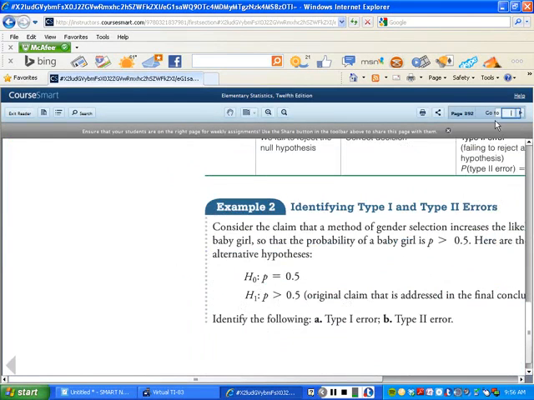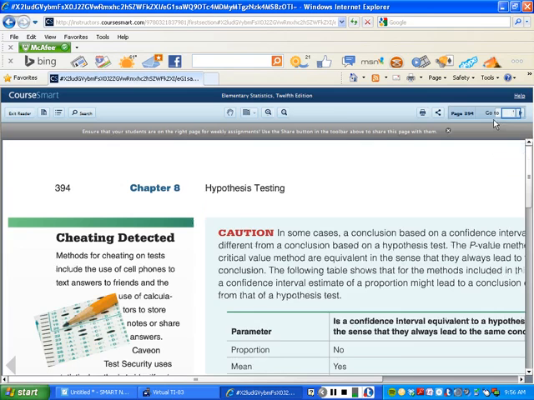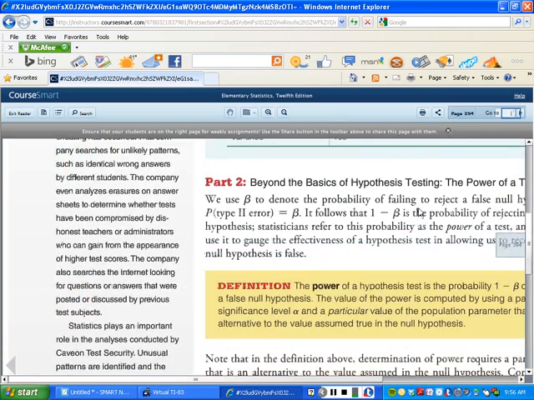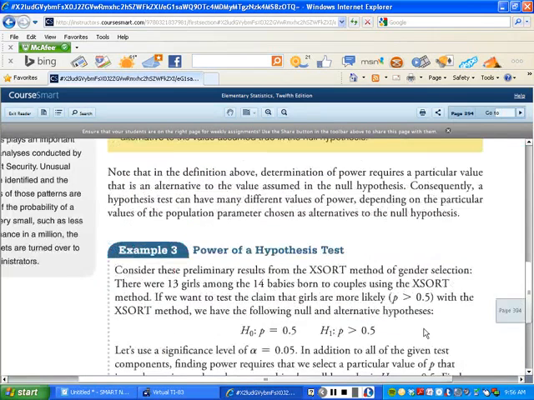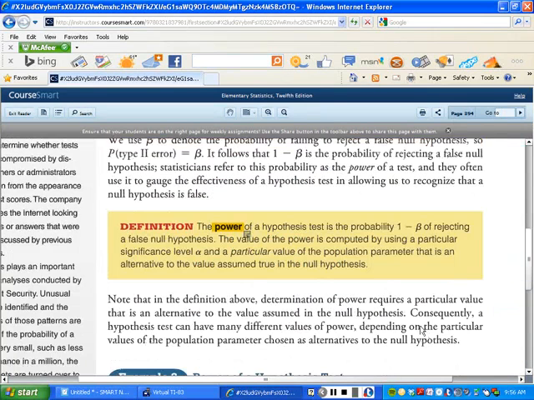And moving on to page 394. Power. Power is very important as well. Do we just need to know where the period ends? Because I think I've memorized the whole thing before. So just the power of a hypothesis test is the probability. Okay.